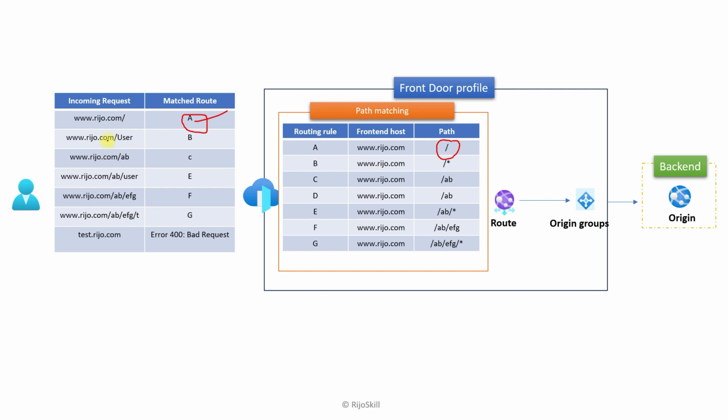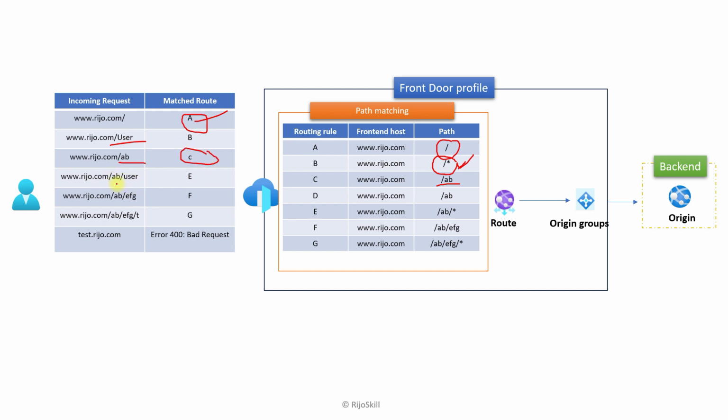The next one is slash user. An incoming request, any user who types rejo.com/user, they will check in your path matching routes. Here you can see slash user is not available in the path, but it will be supported because slash star means they will support all your routing routes, like star for user, or star for apple or orange, whatever comes, they will accept for your path matching. Okay, so /ab is available, so it will be supported for path C; your routing rule is C.